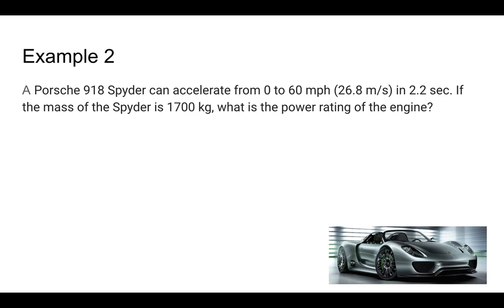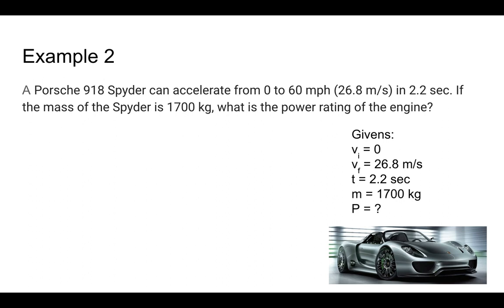So again, let's write down our givens first. We know that it accelerates from an initial velocity of 0 meters per second to a final velocity of 26.8 meters per second. And the time for that is 2.2 seconds. Now we know the mass of the Spyder is 1,700 kilograms. And we want to know what the power rating of the engine is.